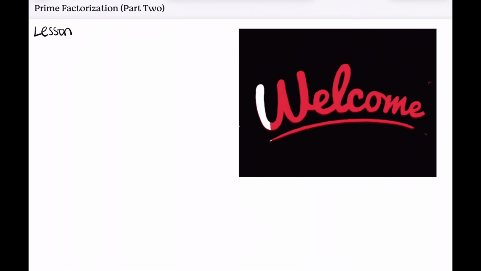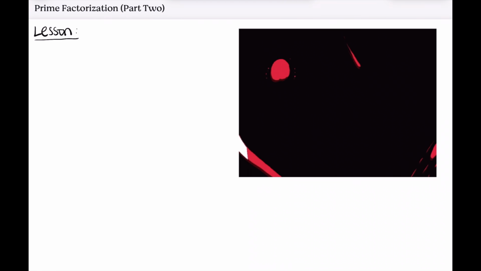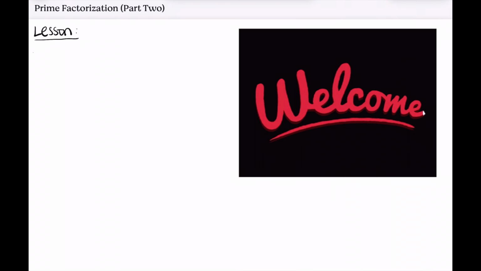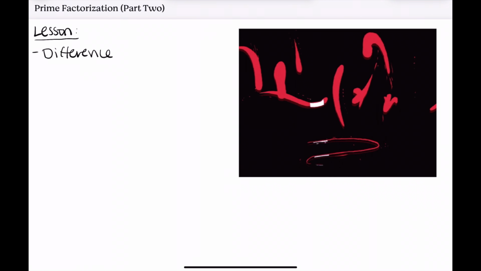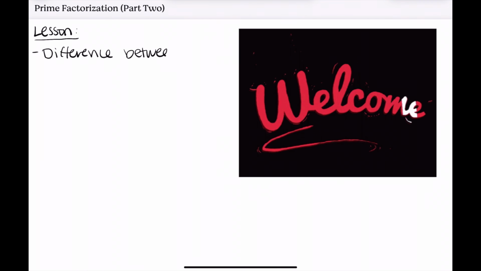In today's lesson, we're going to continue to build on what we learned in our first prime factorization video. We're going to do some more practice, and we're also going to learn about something else as well. So to start off, I'll write out our lesson objectives for the day.